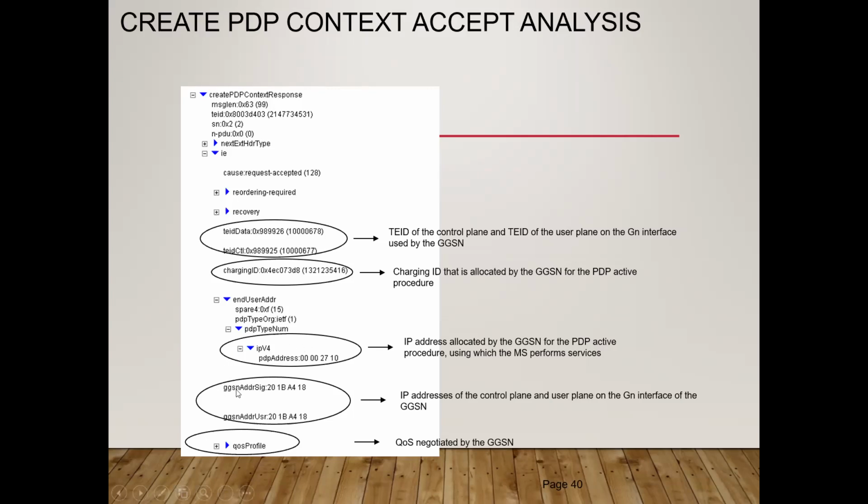Then GGSN will give the IP address of the user that is assigned to the user. And these two are the signaling and user plane IP address of the GGSN, informing SGSN that, okay, for signaling I will be communicating on this IP, and for user uplink and downlink I'll be communicating on this IP address. And it will send the quality of service profile which it agrees upon, which is supported.